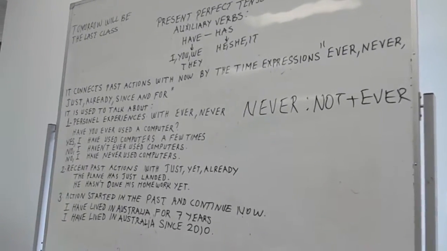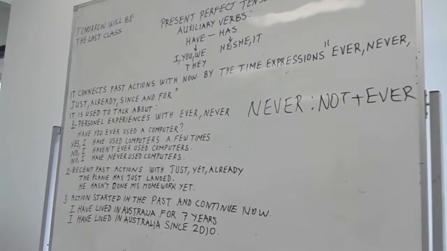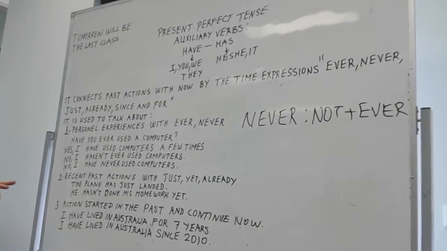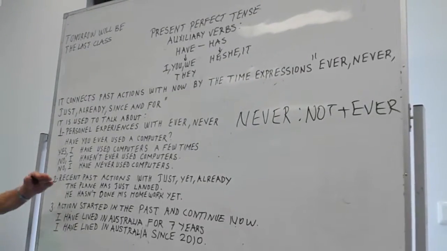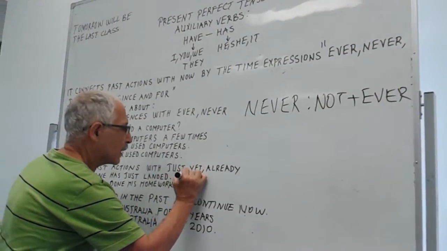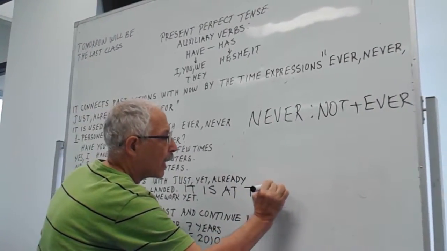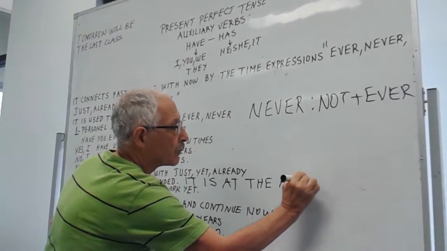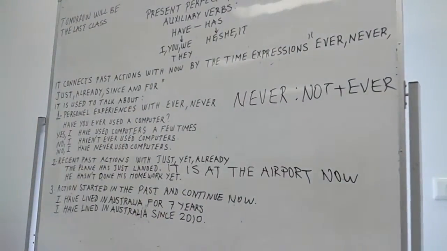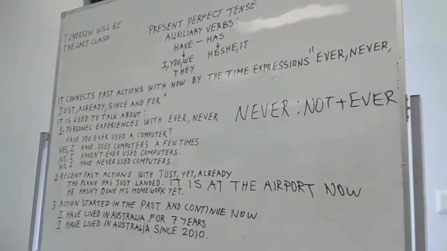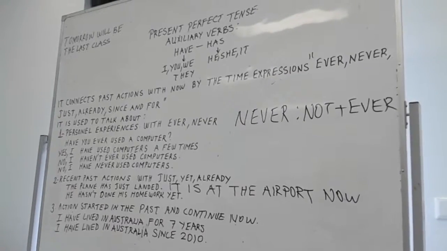In the second usage, recent past actions with just, yet, and already. If you look at these examples, the plane has just landed. What does it mean? The plane has just landed. It is at the airport now. This is what it means. It is at the airport at the present time, and the passengers are getting off the plane.